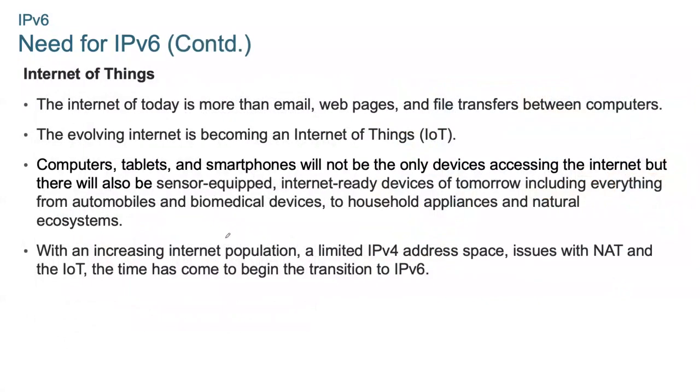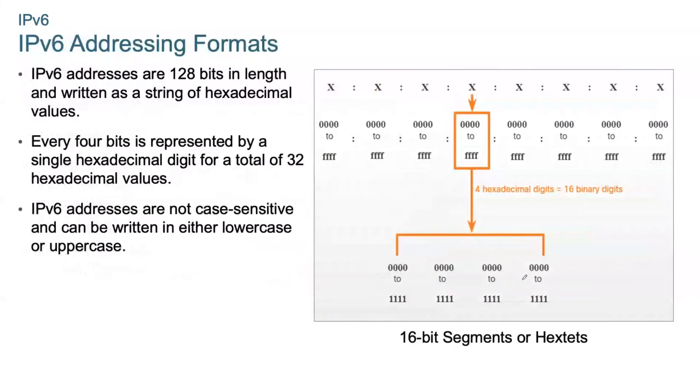So what is the need of this? As the network grew, most of the IP version 4 addresses were exhausted, so they cannot accommodate any more devices. That's why they are using IPv6. With the increasing internet population, the limited IPv4 address space, and the issues with network address translation and IoT, the time has begun for the transition to IPv6.